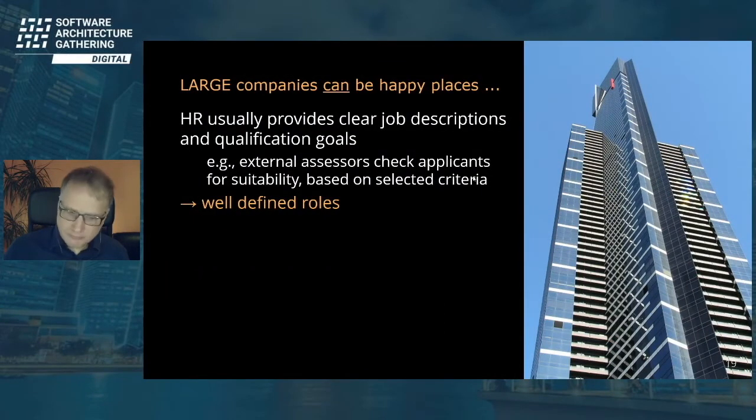I asked my interview partners, do you think this is a problem, that those problems usually arise in large companies? They said, not necessarily, but there is a pattern here. I had one interview partner say, yeah, I like to work in large companies. They are a very, very happy place.